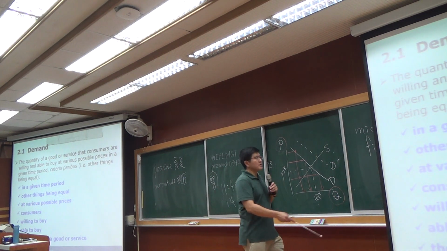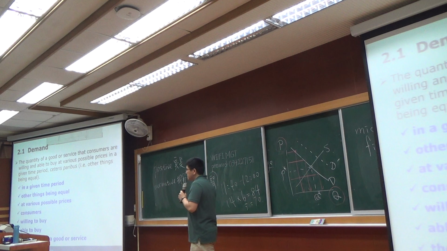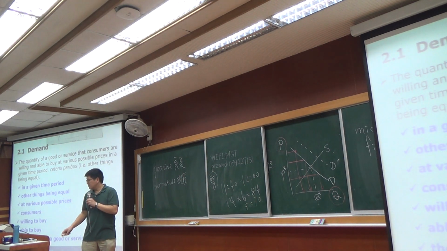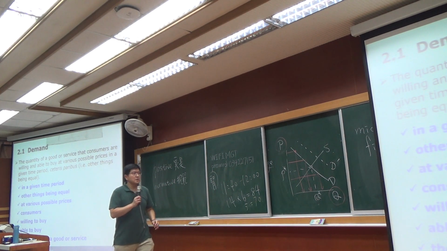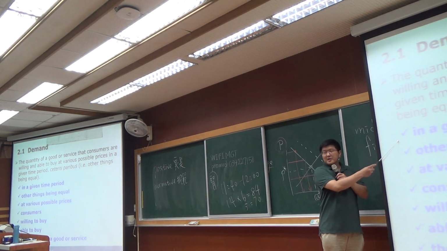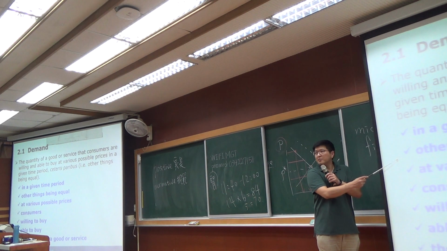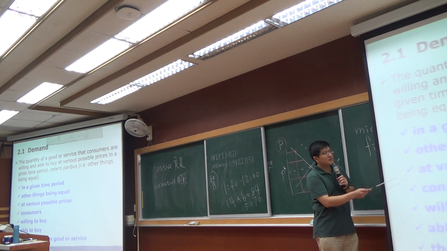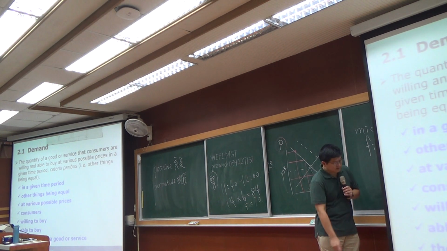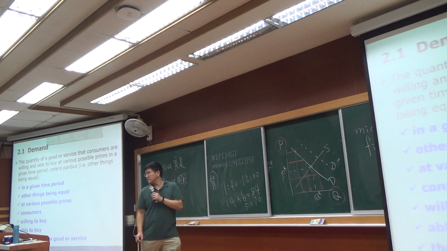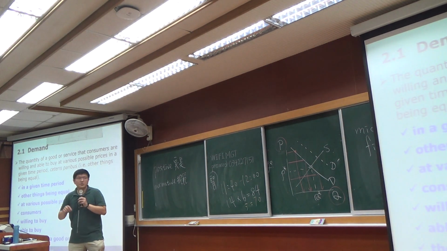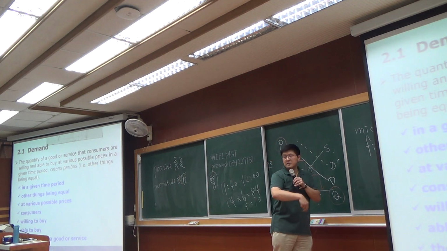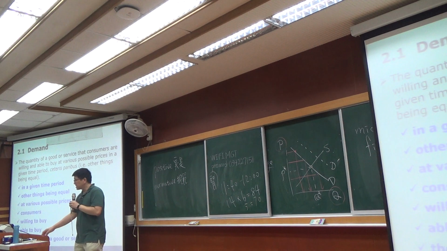Alright, so you see there are so many conditions for the definition of demand. Not just the price and quantity relationship, but also these things. In a given time period, other things being equal, so we need to control other variables, and various possible prices. We are consumers, willing, able to, and about the quantity. So the relationship between prices and quantities. Also, we need to consider other conditions. That is a complete definition of demand.